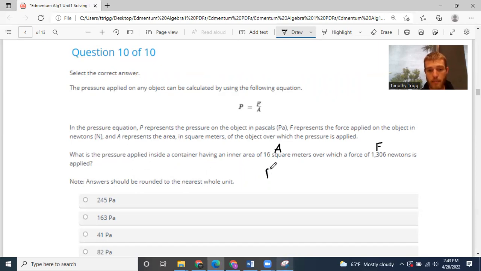Okay, so P equals the force divided by the area, 1306 divided by 16. Rounded to the nearest whole unit. So I got 81.6, round to the nearest whole. So this 1 rounds up to a 2 because the 6 rounds it up. If this is 5 or more, that rounds it up. So 82 pascals.